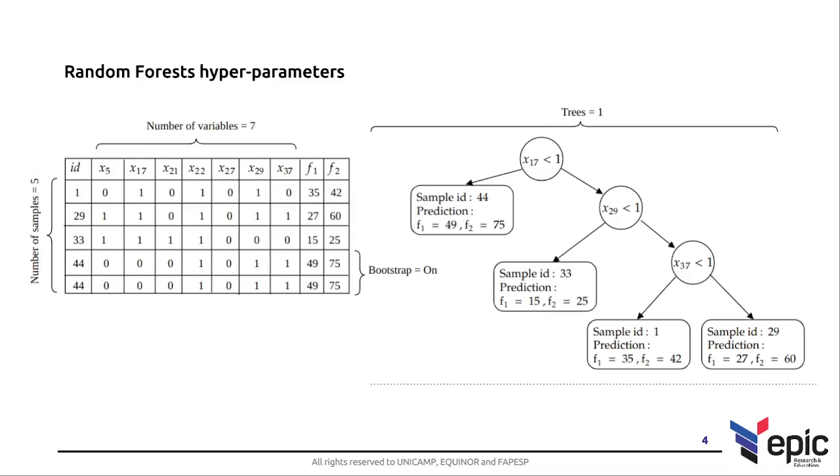There are the number of trees that the random forest has, the minimum number of samples required to split a node, the minimum number of samples to be at a leaf node, and tree depth.